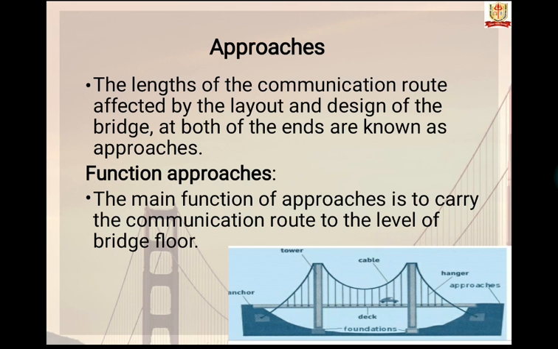The approaches are constructed in the embankment for high level bridges and culverts, while they are provided in the cutting for submersible bridge or causeway. As per the IRC, 15-meter length on either side of the bridge should be kept straight. The main function of the approaches is to carry the communication route to the level of the bridge floor.